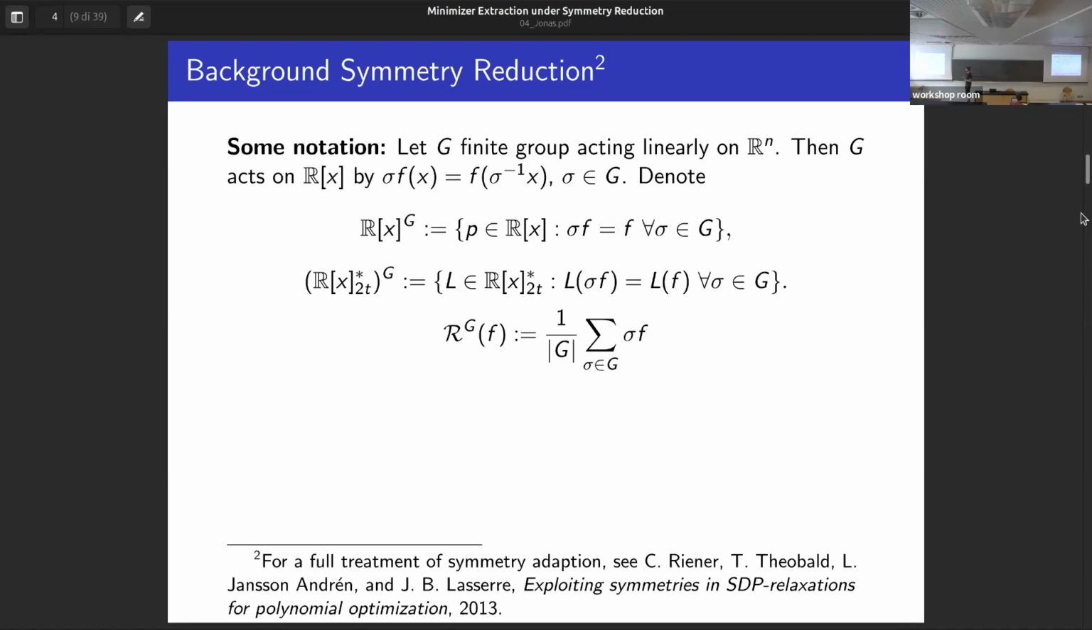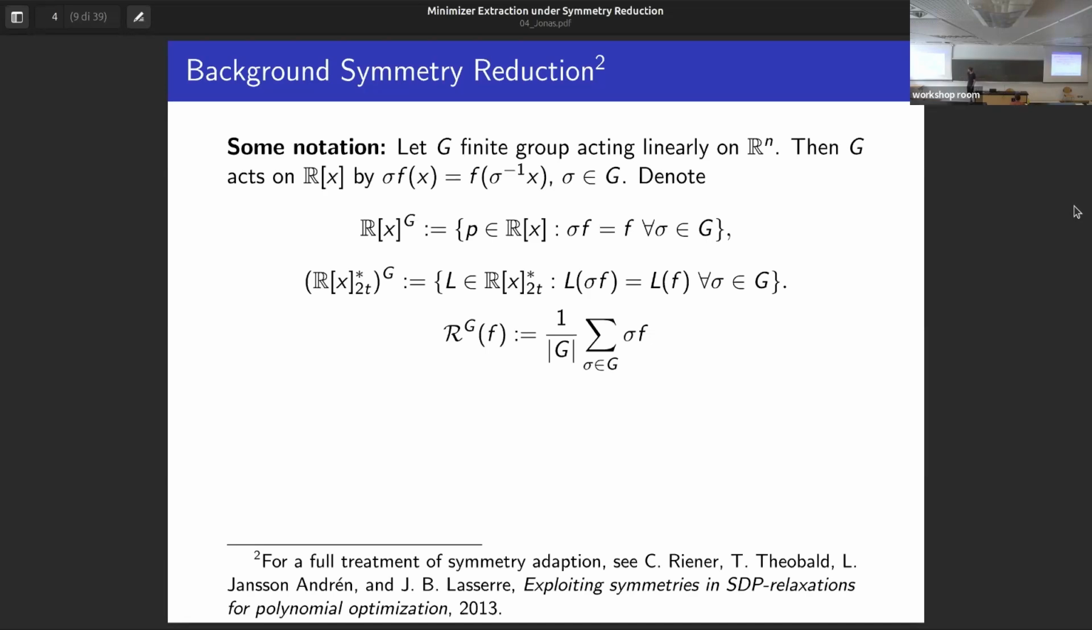Okay, and then just a couple more definitions here. You can now also define the invariant subspace of the polynomial ring, which are precisely all the polynomials which are invariant under all group elements. On the dual side, you can ask for linear functionals to also be invariant under the group action, or another way of thinking of this is you want your linear functionals to be constant on orbits of polynomials. And then the third item here is the so-called Reynolds operator. So this projects a polynomial down onto the invariant subspace by forming the group average of the polynomial.